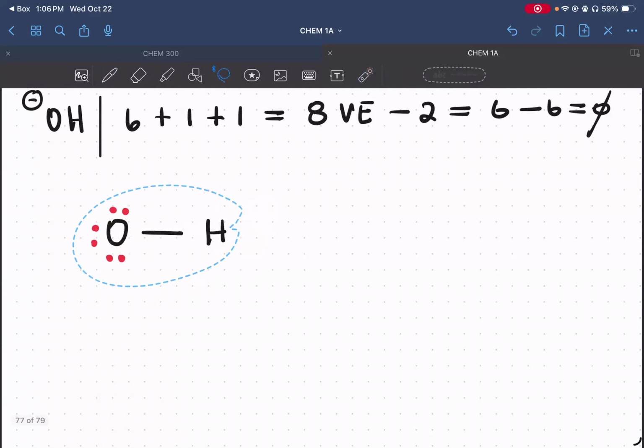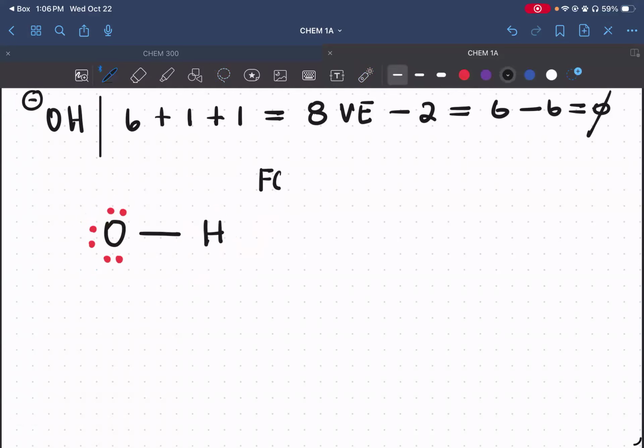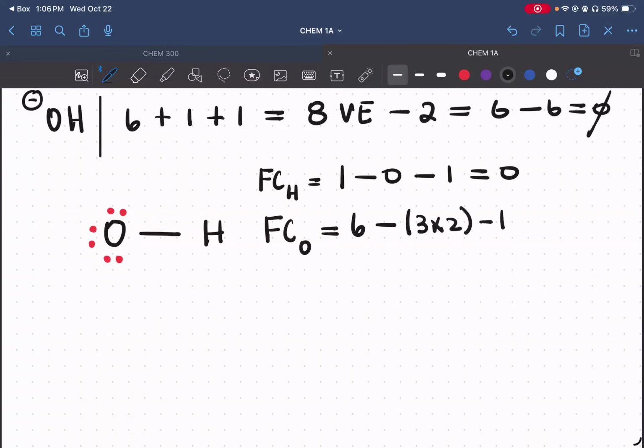Now that each atom is happy, we're going to calculate the formal charge. Hydrogen, 1 valence electron, 0 lone pairs, and 1 bond for a total of 0. The formal charge of the oxygen, group 16, so 6 valence electrons, 3 lone pairs, and 1 bond. 6 minus 1 is equal to -1 overall, thus explaining where the negative charge is found.